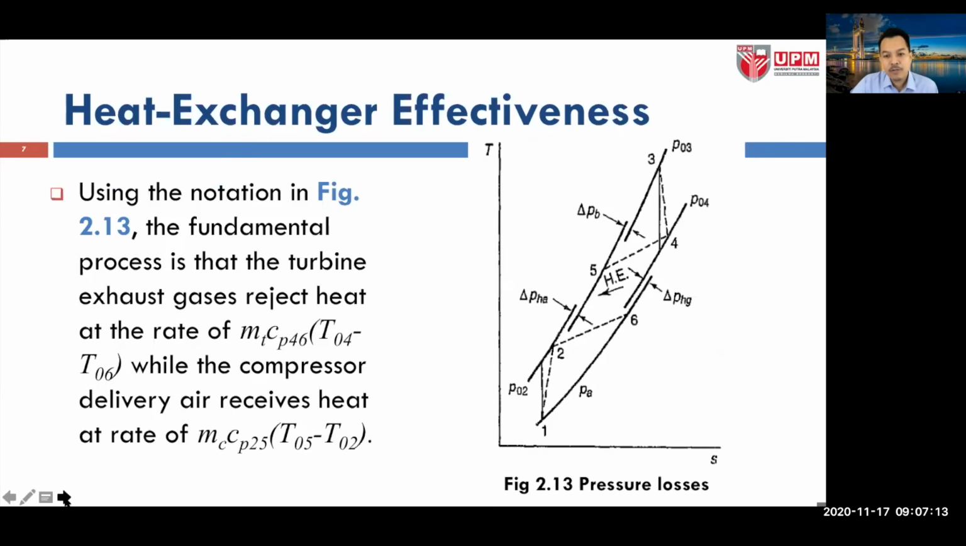If we look here, figure 2.13, the pressure losses, using the notation in figure 2.13, the fundamental process is that the turbine exhaust gases will reject heat at the rate of mass flow times the specific heat at 4 to 6, with the temperature difference of TO4 to TO6, while the compressor delivers air, which receives heat at the rate of mass flow rate at the compressor times the specific heat at constant pressure from 2 to 5, with a temperature difference between TO5 and TO2.